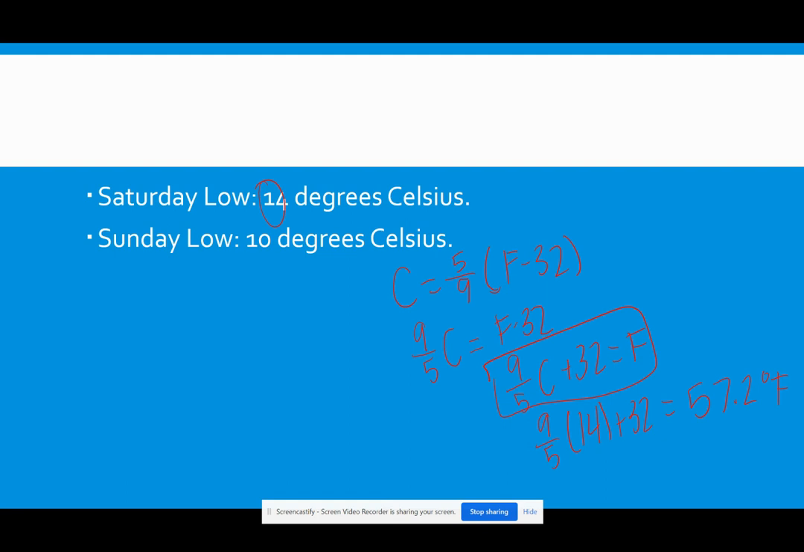And then if I do the Sunday low, I would do 9 times 10, which is 90, divided by 5 gives me 18, plus 32 gives me 50. So this one is going to be 50 degrees Fahrenheit. Just plug the 10 in instead.